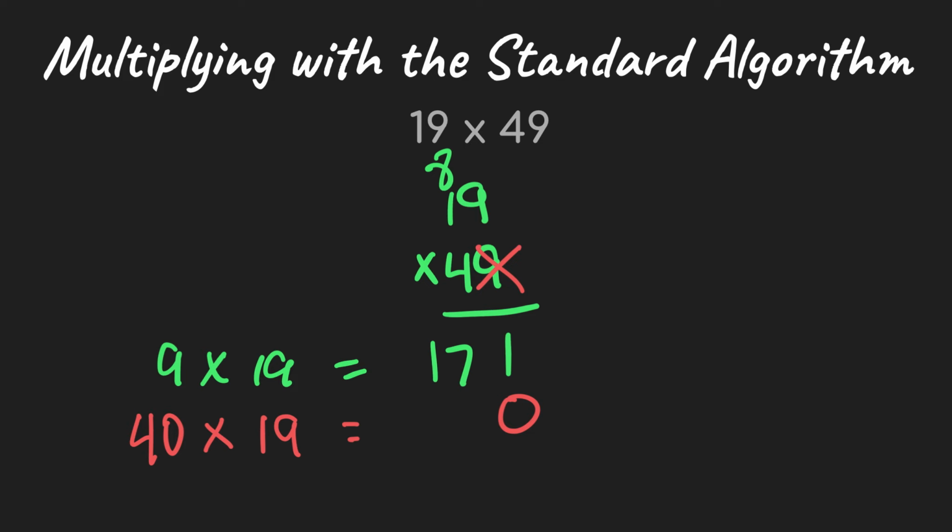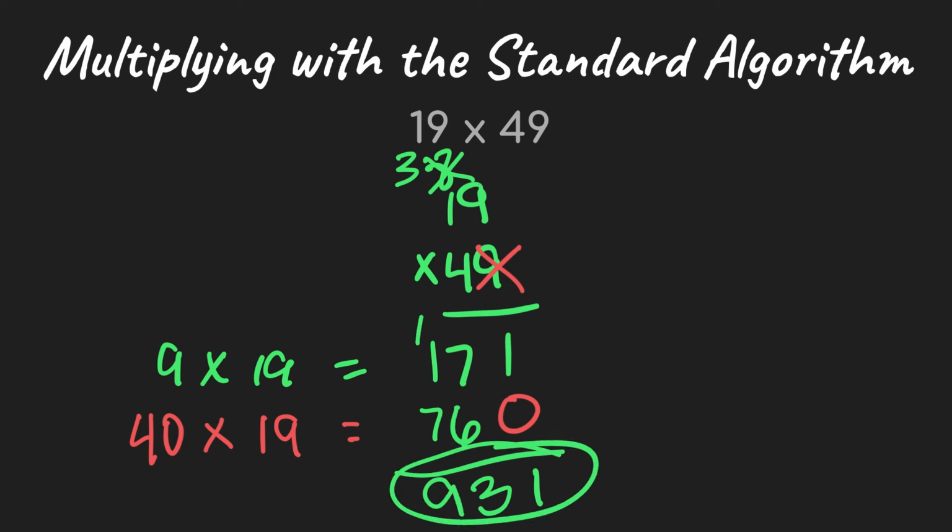All right, 4 times 9 is 36. This 8, another area someone could make a mistake. I'm going to regroup the 3. 4 times 1 is 4, plus 3 more is 7. I'm going to add them all together. 7, 8, 9, 931. Tricky method.